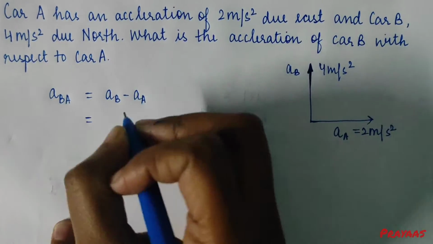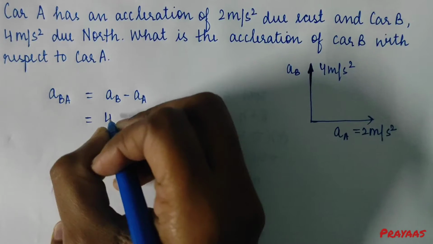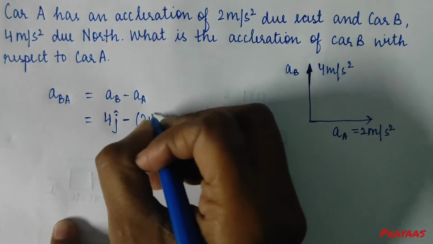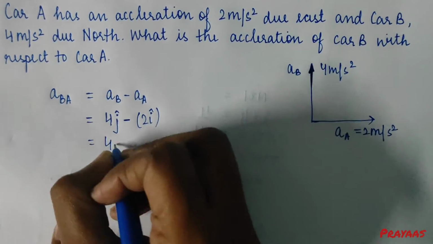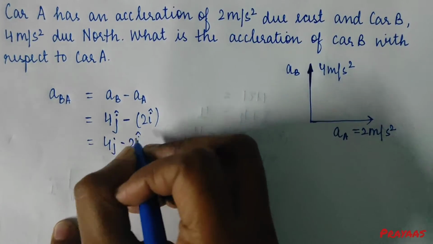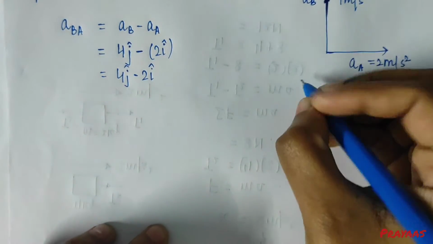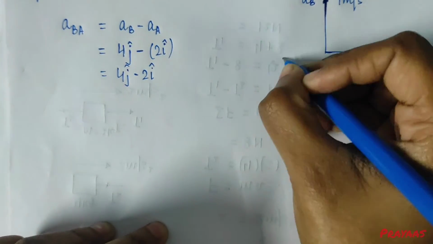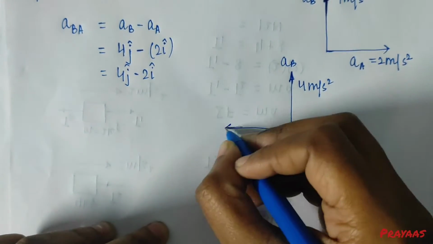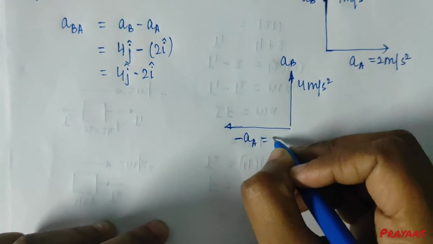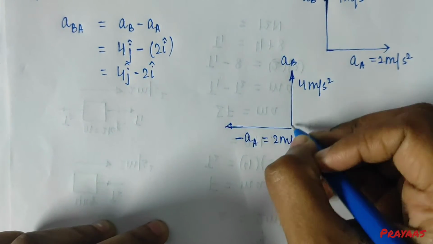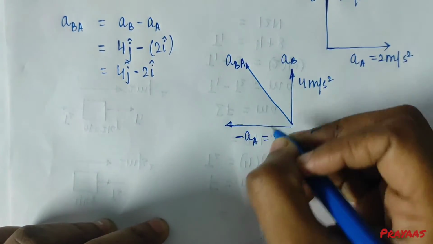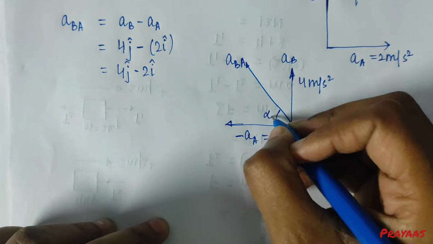So this will be acceleration of B is 4 j cap and acceleration of A is 2 i cap. So this will be 4 j cap minus 2 i cap. Vectorially we can represent it as this is acceleration of B, that is 4 meter per second square, this is minus of acceleration of A, that is 2 meter per second square, and this over here is acceleration of B with respect to A. This angle over here I am taking as alpha.